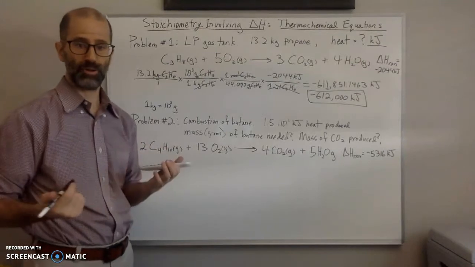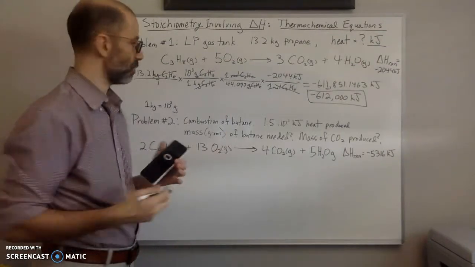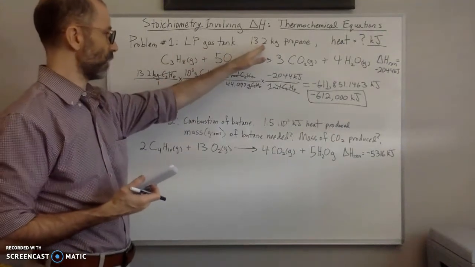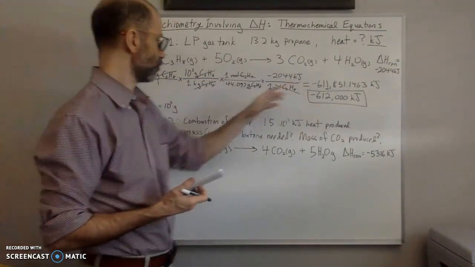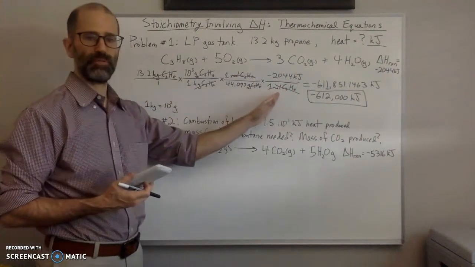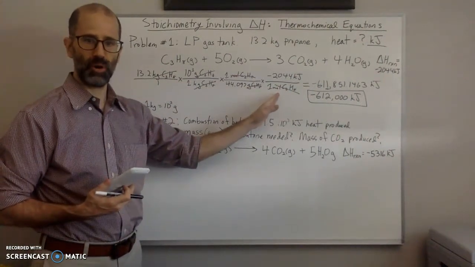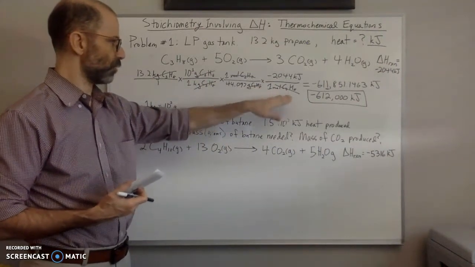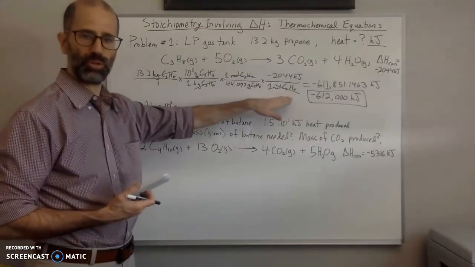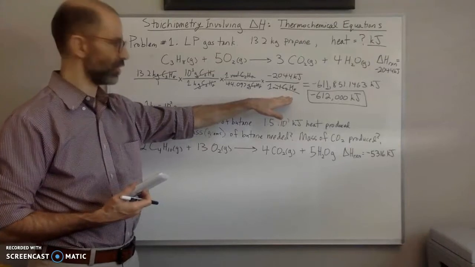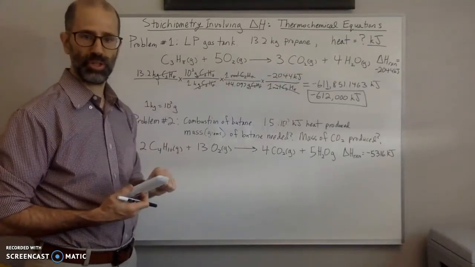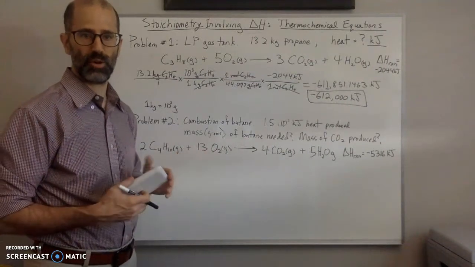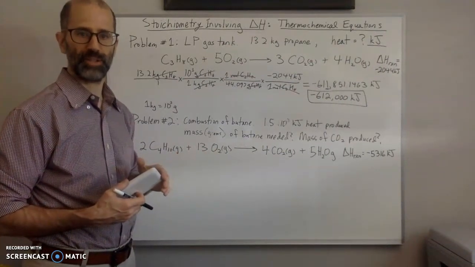Okay, so that's how you do it. You can see that we've gone from a mass of propane all the way to kilojoules using conversion factors just like we've done before. The only difference here is now we can use the relationship between moles of a substance in your balanced equation and kilojoules of energy released using your enthalpy of the reaction.